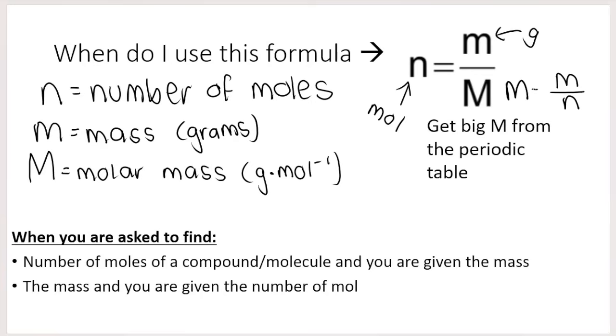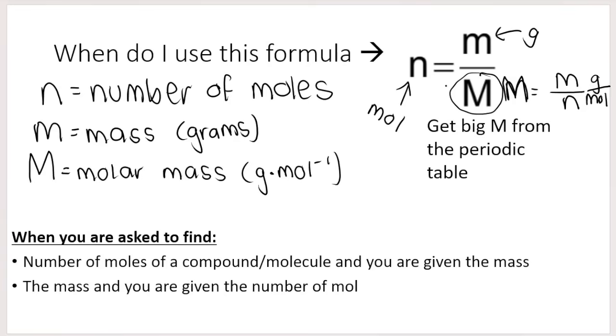Molar mass, big M, is equal to baby m over little n. So it's grams per mole. I hope that makes sense. It's nice to know why the units are the way they are, so you can figure it out by looking at the formula. And we get molar mass, big M, from the periodic table like I showed you a few minutes ago.